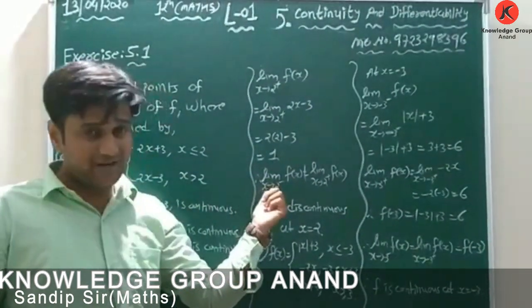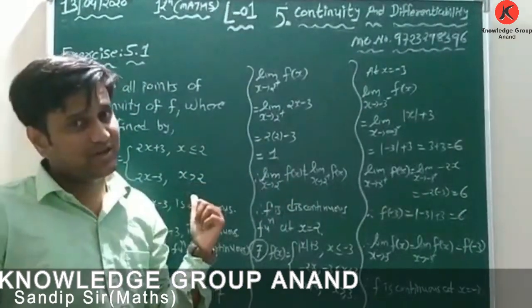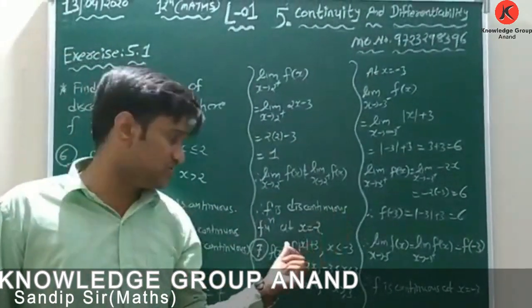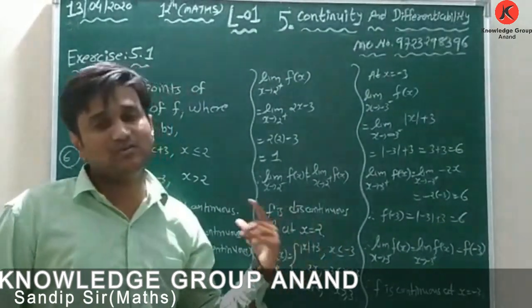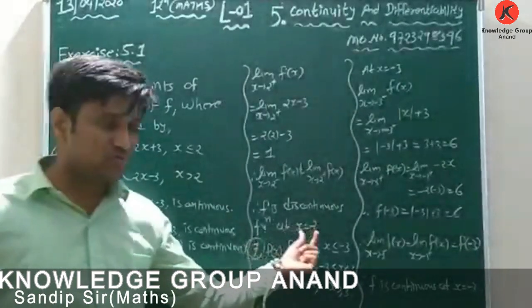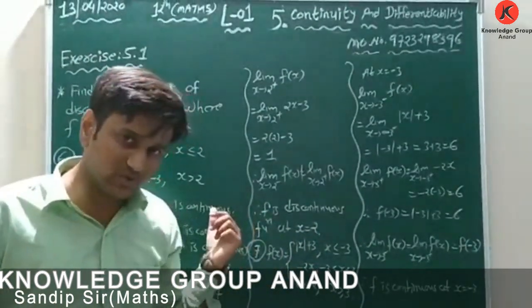That means left hand side limit and right hand side limit answers are not the same. Okay, so f is a discontinuous function at x is equal to 2. Okay, તો તમારો answer at x is equal to 2 given function is discontinuous function.